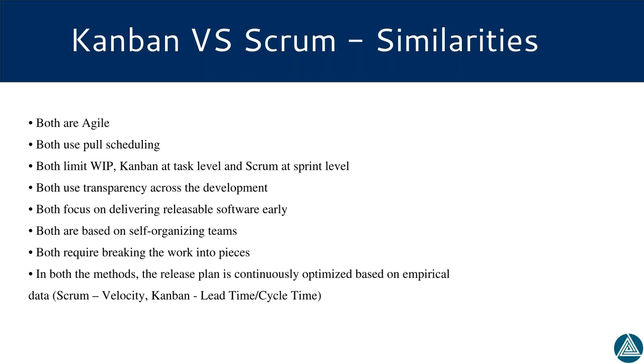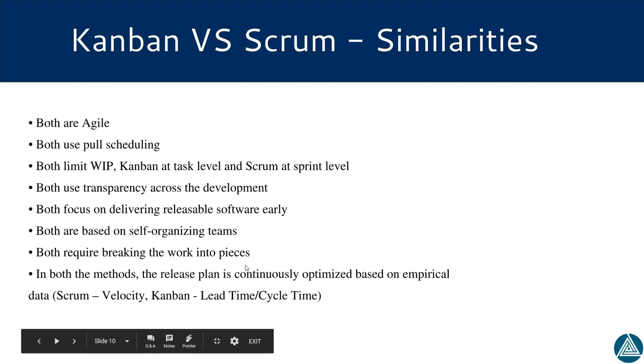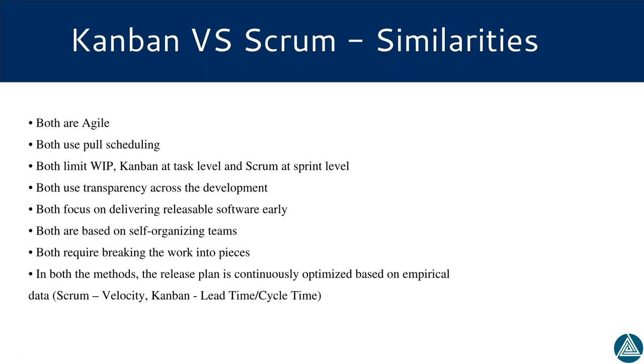We can keep delivering early and letting the customer or the client know what we are doing, and the client can give us feedback about the scope and let us know if this is going as expected or not. They are both based on self-organizing teams. This is very common in Agile. They both require breaking the work into pieces. This is how we get user stories small enough to be worked by one person or another.